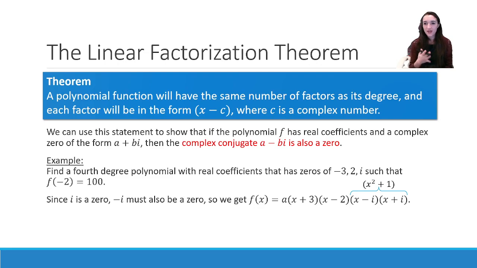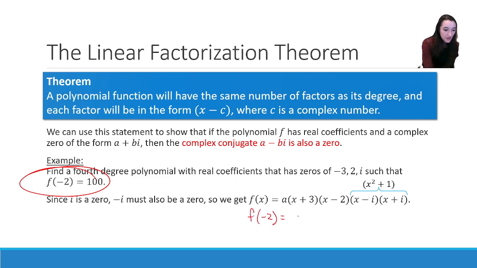So, once we have simplified it to use x squared plus 1 instead, we can now apply the fact that we know f of negative 2 equals 100. In other words, we will substitute in that negative 2. So f of negative 2, we just plug in negative 2, and our goal is to find what a is, because that is the last thing we don't know. So we leave our a, and we plug in negative 2.